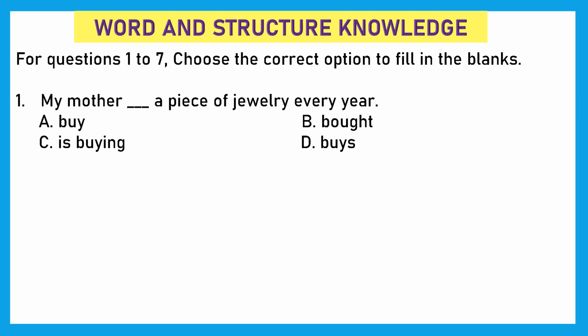Question 1. My mother dash a piece of jewelry every year. So this is something which she does regularly, so it is a present tense. And my mother is a singular subject noun, so we will find the singular verb over here. And that is option D, buys. My mother buys a piece of jewelry every year.